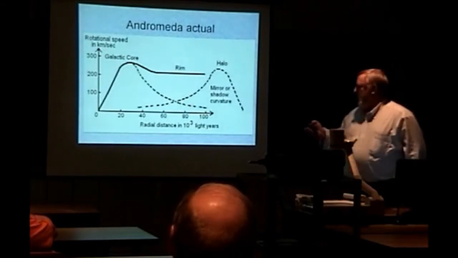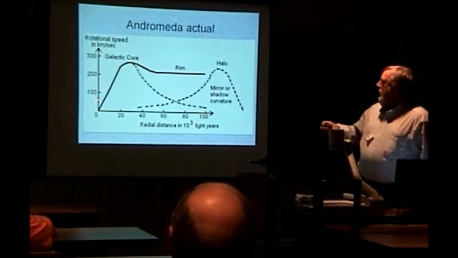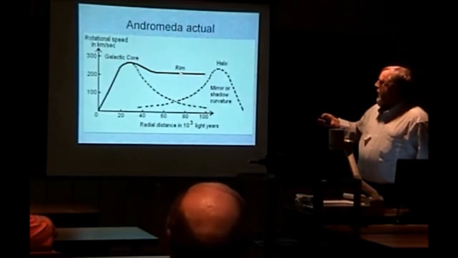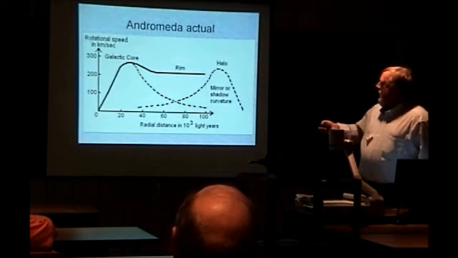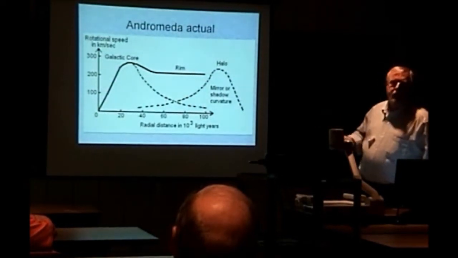If you take a look at the Andromeda graph that I showed a minute ago, you've got the actual graph showing the speeds. This is according to Newton's law. You should have the exponential curve. Now the only way to get this constant speed is to have the halo out here, which I call mirror or shadow curvature, and you add these two speeds together to get constant speed here.